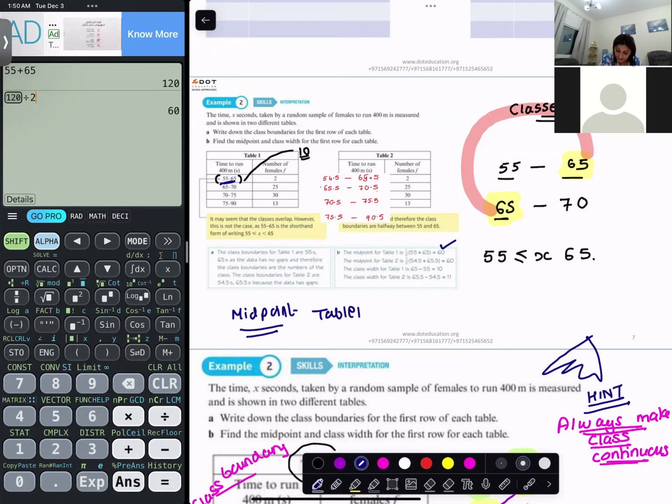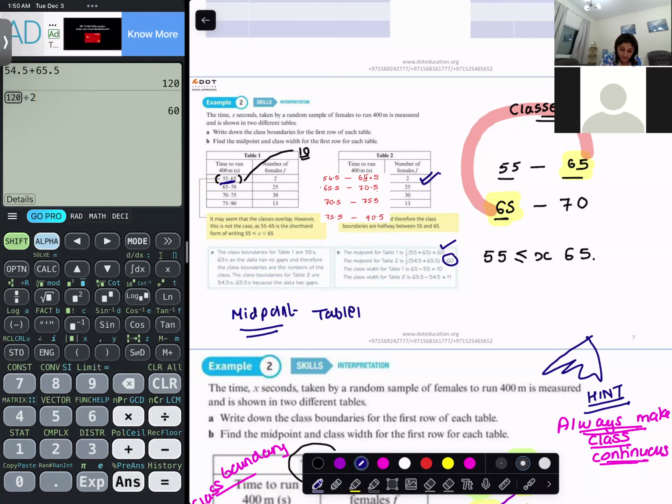Midpoint for table 2. We'll take the first one. You will minus 0.5, add 0.5. So it will be 54.5 plus 65.5 divided by 2. So the midpoint will still remain 60.